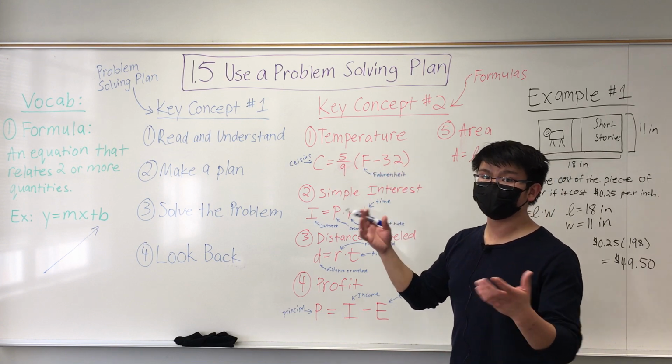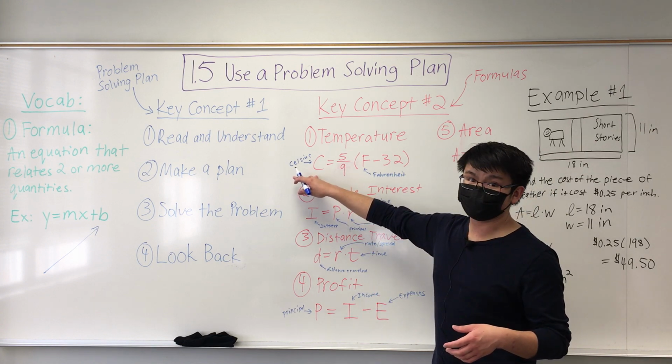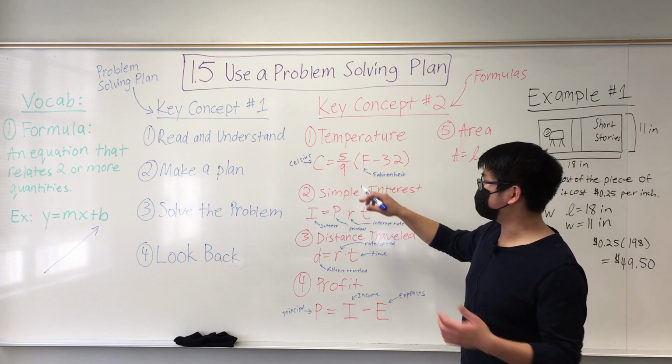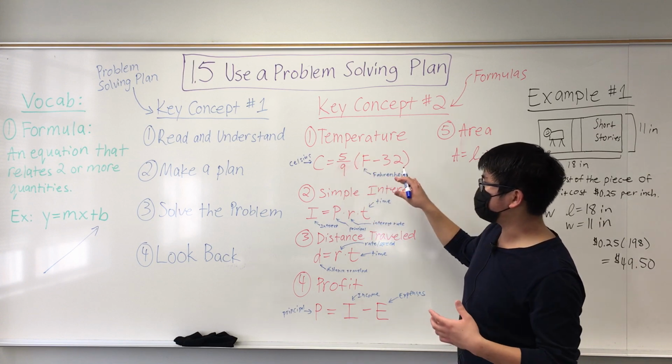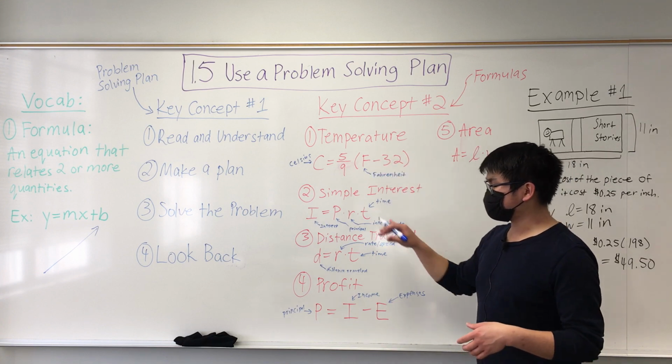That might seem like a jumble at the moment, but let's break it down a little bit. C stands for Celsius, degrees Celsius, and F stands for Fahrenheit, degrees Fahrenheit. So this is the equation that you would use if you're given a problem about temperature. Let's take a look at the second formula here.